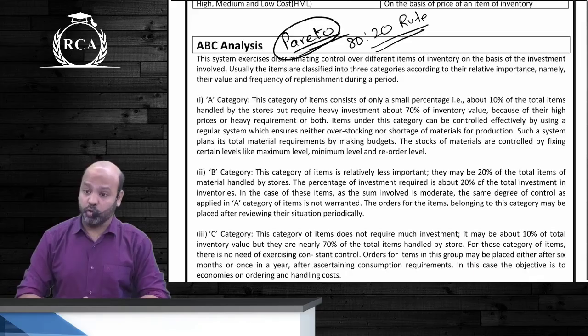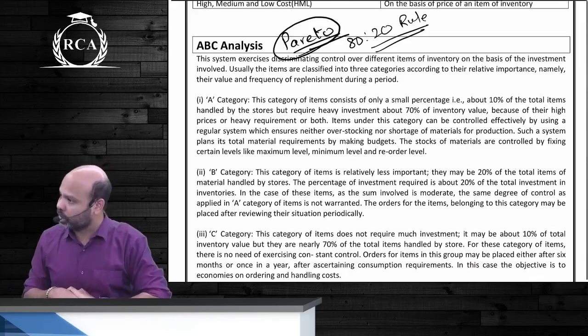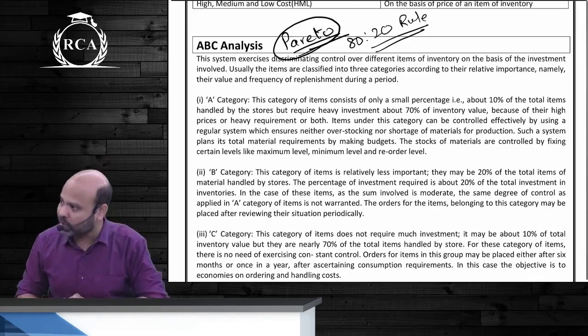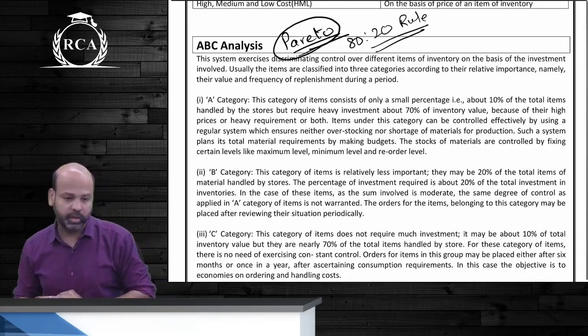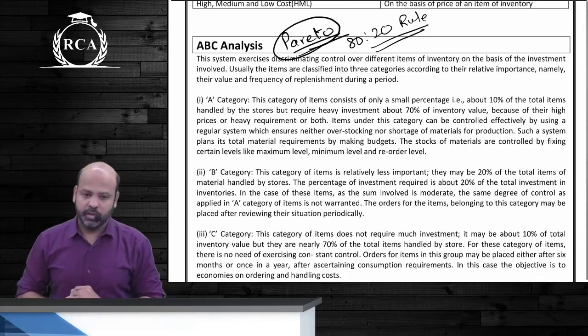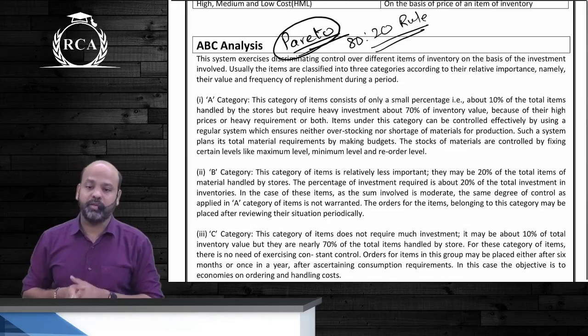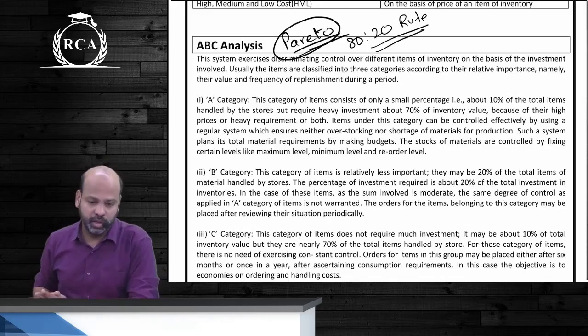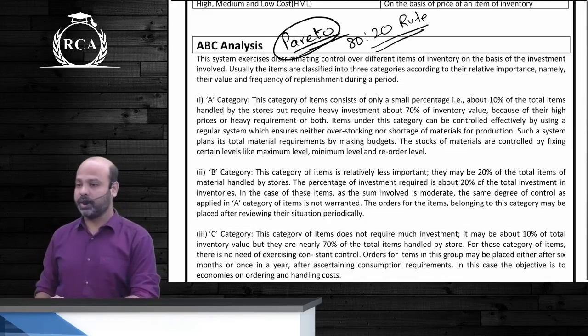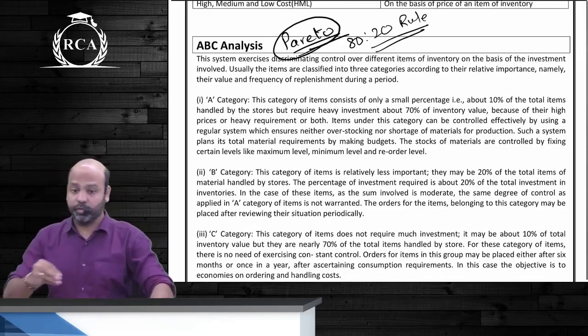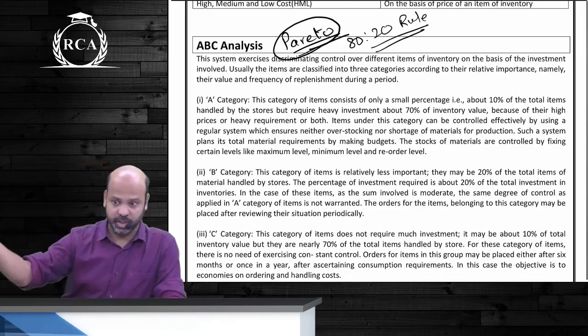There needs to be effective control over few materials that are the most important, and you can have lesser control over the remaining things. समझ में आ रहा है क्या बोल रहा हूँ? So this is where we divide the inventories into three categories called category A, category B, category C. It's like those few topics that have the highest weightage in the examination.